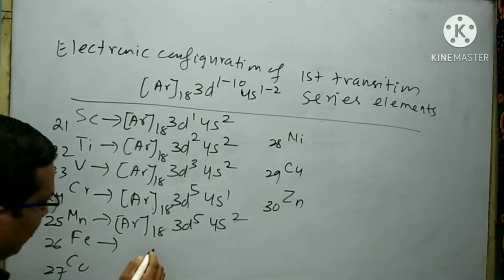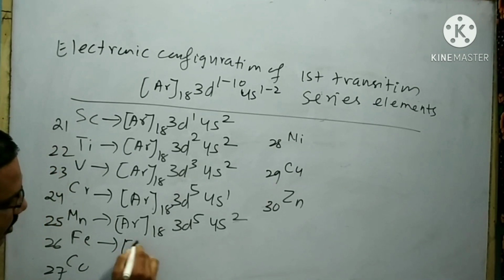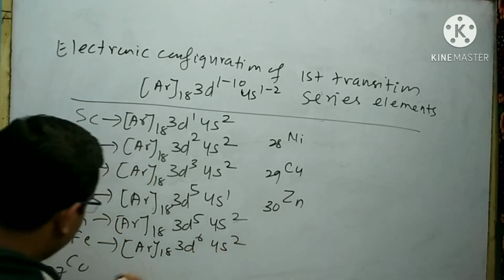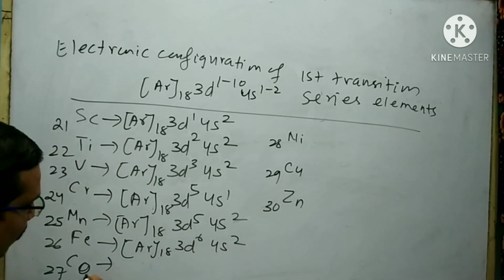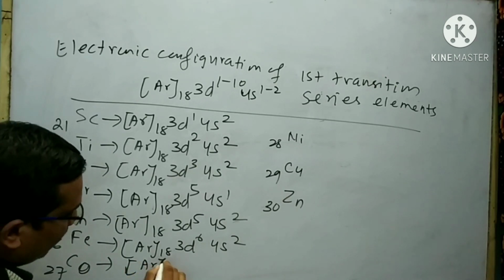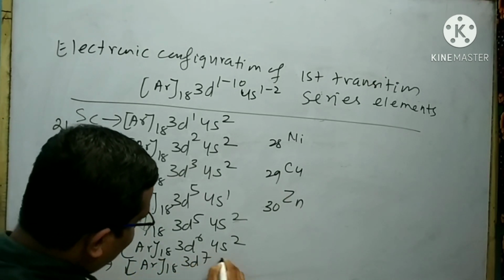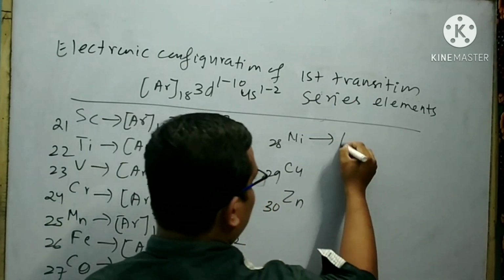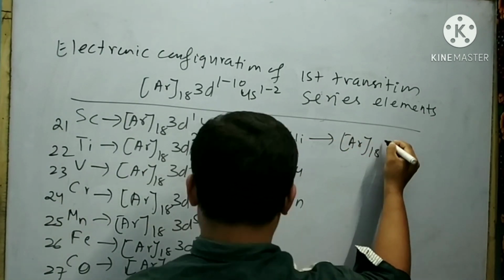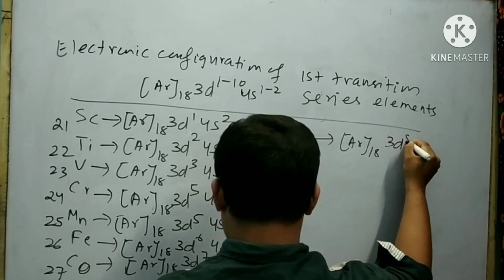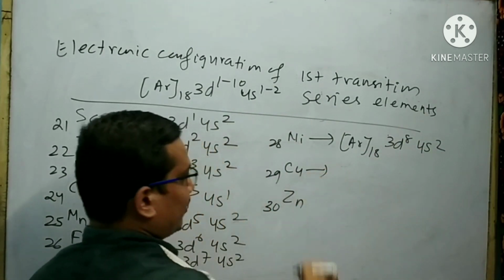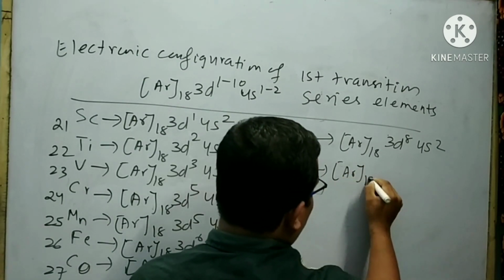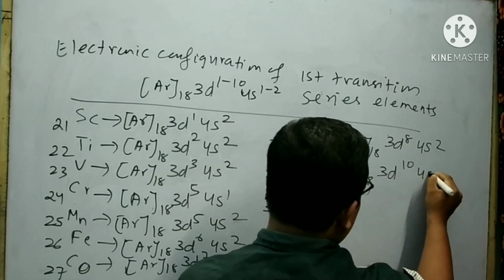Next is iron. The electronic configuration of iron is argon 18, 3d6, 4s2. The electronic configuration of cobalt is argon 18, 3d7, 4s2. The electronic configuration of nickel is argon 18, 3d8, 4s2. Similarly, the electronic configuration of copper is argon 18, 3d10, 4s1.